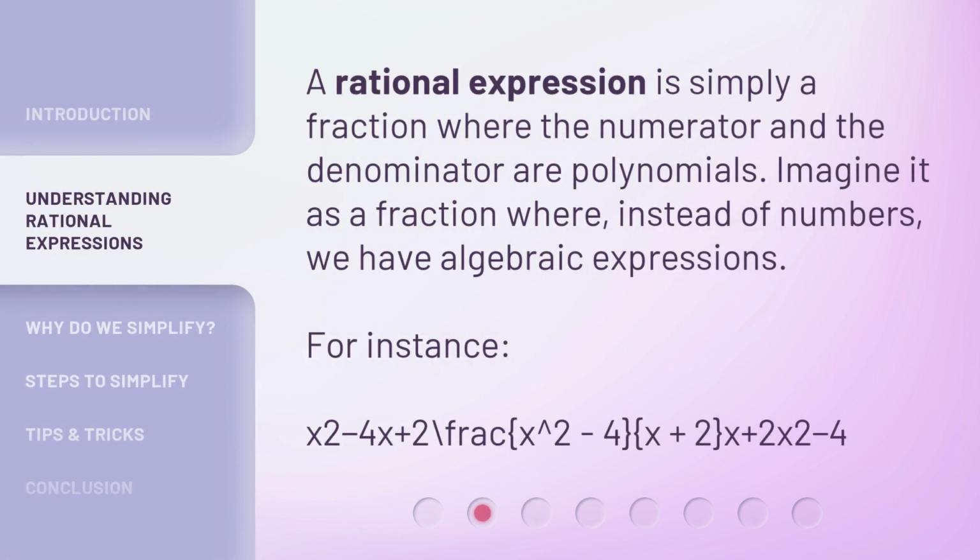A rational expression is simply a fraction where the numerator and the denominator are polynomials. Imagine it as a fraction where, instead of numbers, we have algebraic expressions. For instance, (x^2 - 4)/(x + 2), that is, the fraction with x squared minus 4 in the numerator and x plus 2 in the denominator.